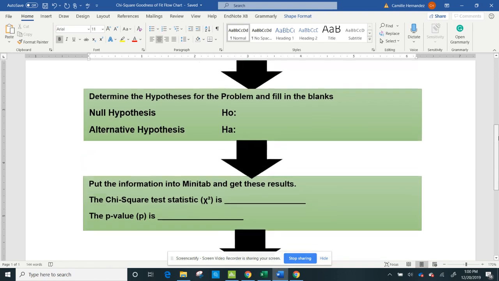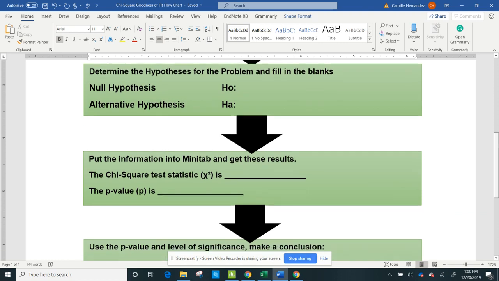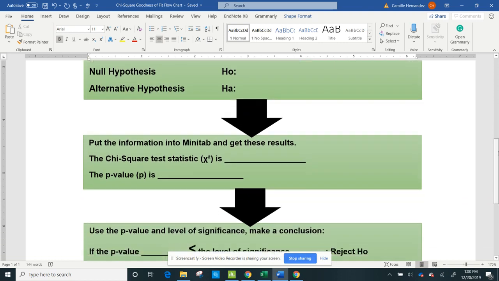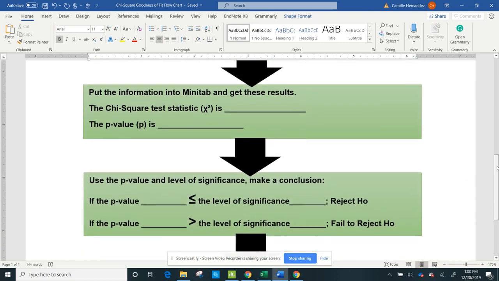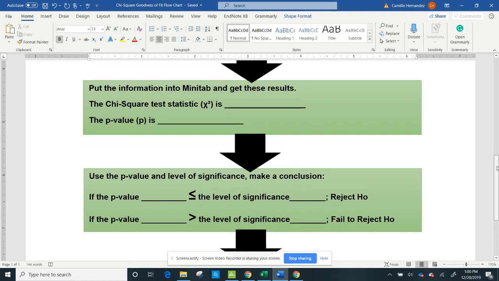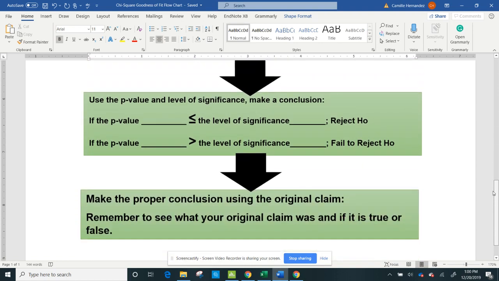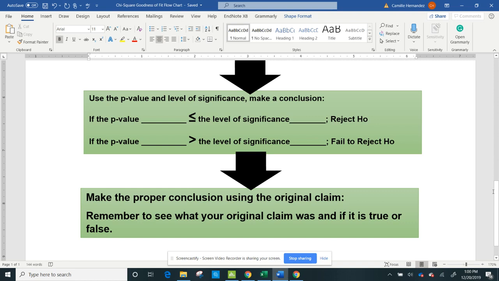So once you put the information in Minitab, you're going to get your chi-squared test statistic and your p-value. Again, you're going to use your comparison of your p-value and your level of significance. And then you're going to make that proper conclusion using the original claim. Remember to see what your original claim was and if it was true or false, and then you make your conclusion on that.